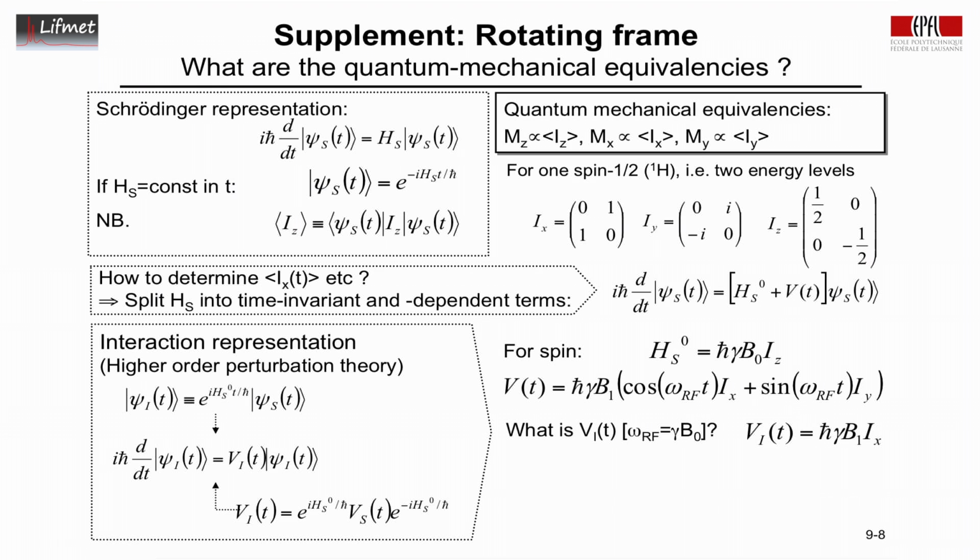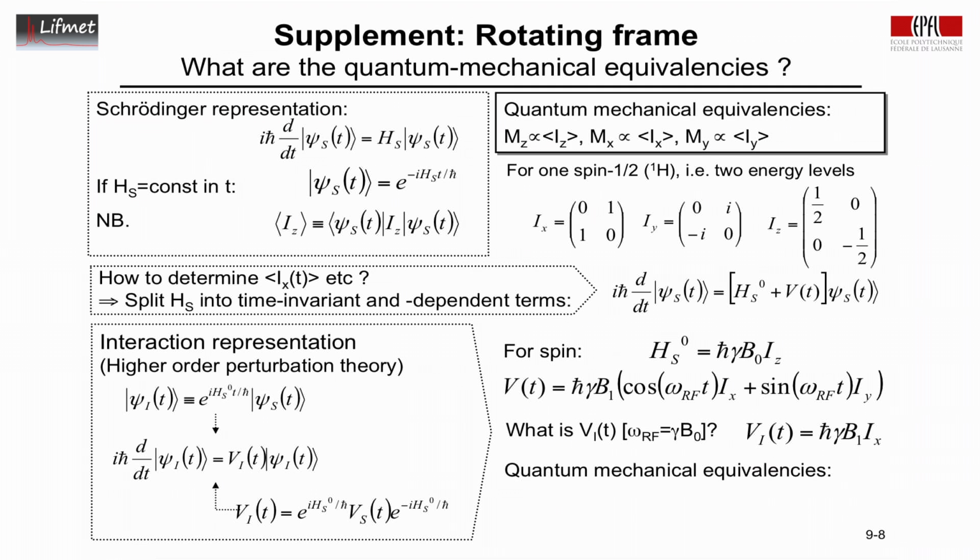So the beauty here is that classically we used the description in the rotating reference frame to make things stationary. If we do this in the interaction representation and we make our Hamiltonian in this representation stationary, we're essentially doing the same thing but in quantum mechanics, and we now obtain a stationary Hamiltonian. This is equivalent to putting ourselves into the rotating reference frame.